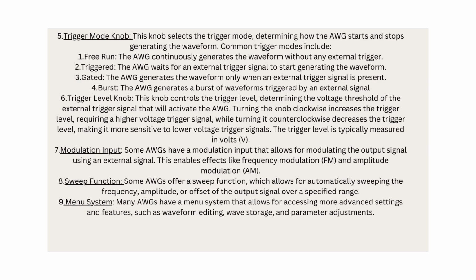Sweep function. Some AWGs offer a sweep function, which allows for automatically sweeping the frequency, amplitude, or offset of the output signal over a specified range. Menu system. Many AWGs have a menu system that allows for accessing more advanced settings and features such as waveform editing, wave storage, and parameter adjustments.